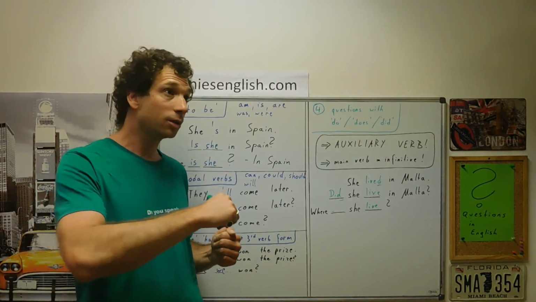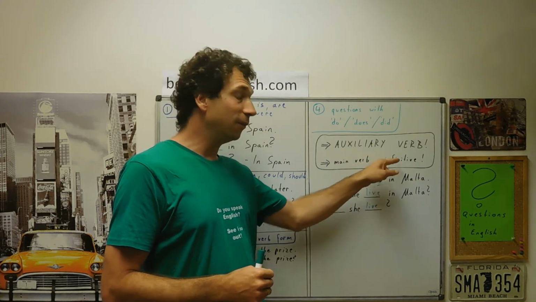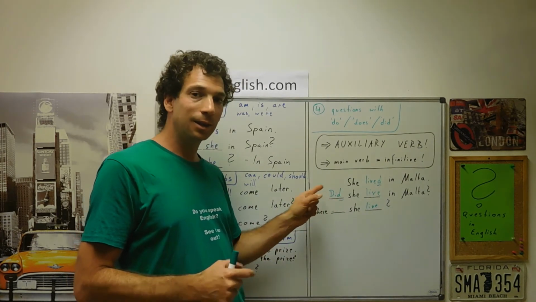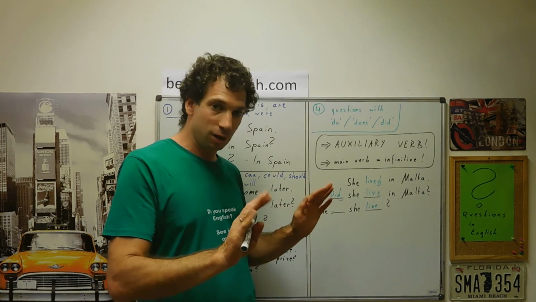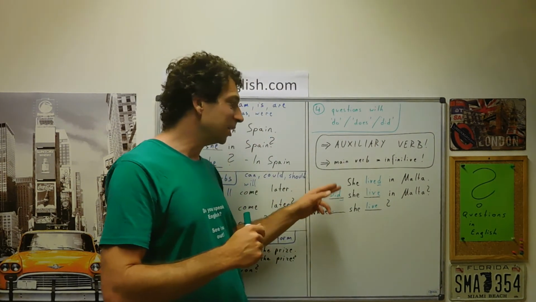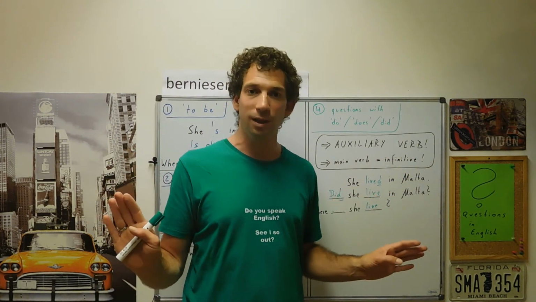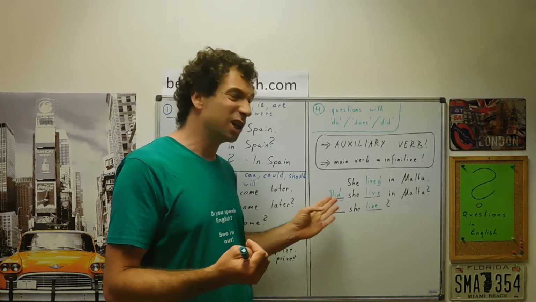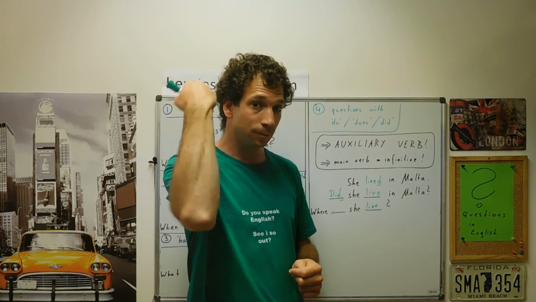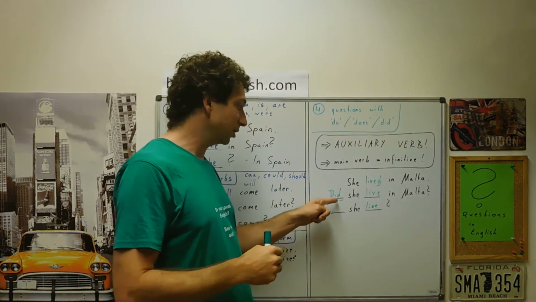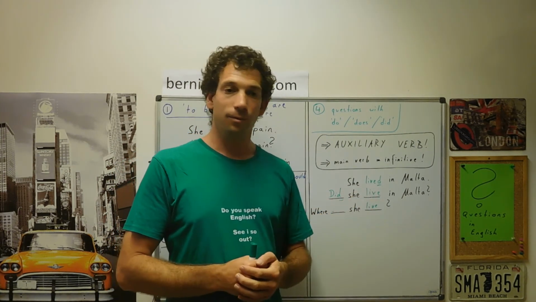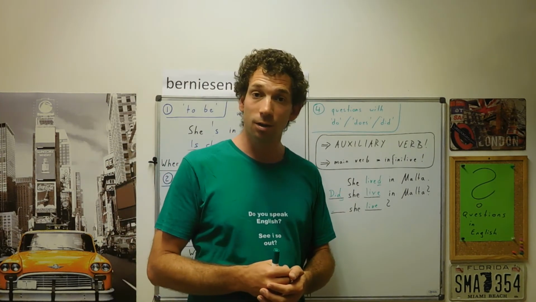Again, note that we use the infinitive for the main verb because the past tense is already covered in our auxiliary verb. We cannot say, did she lived in Malta? This is completely impossible. And we cannot say, does she lived in Malta? No, we have to use did because it's in the past. And if we already use the past tense here, we do not use the past tense there. So, did she live in Malta?